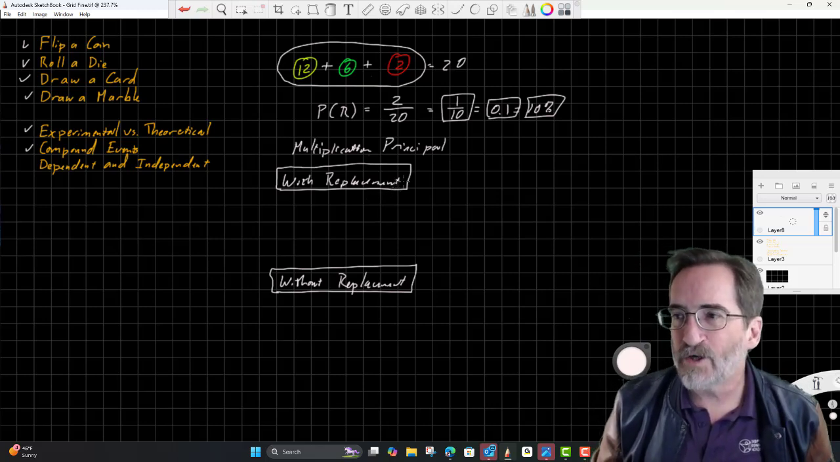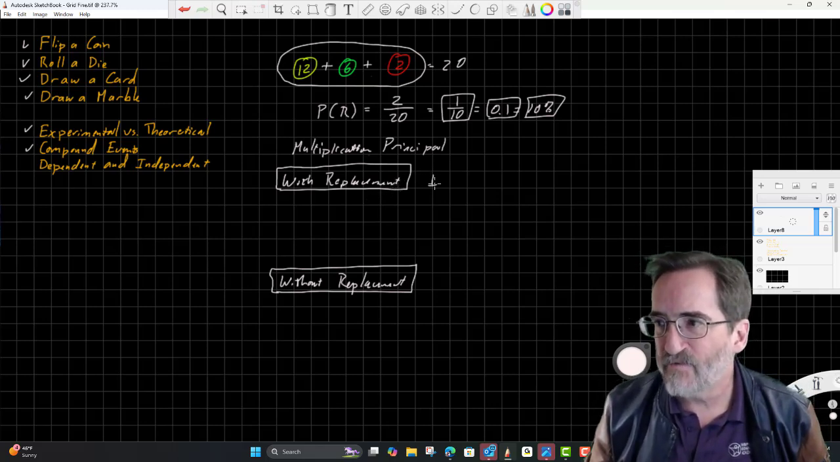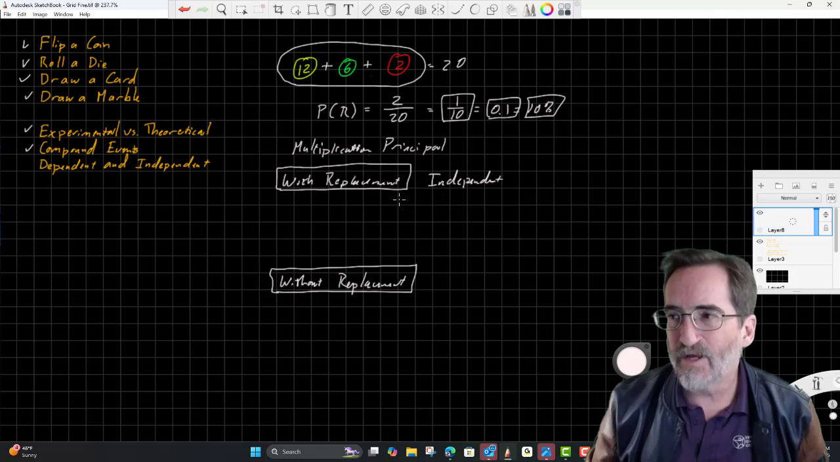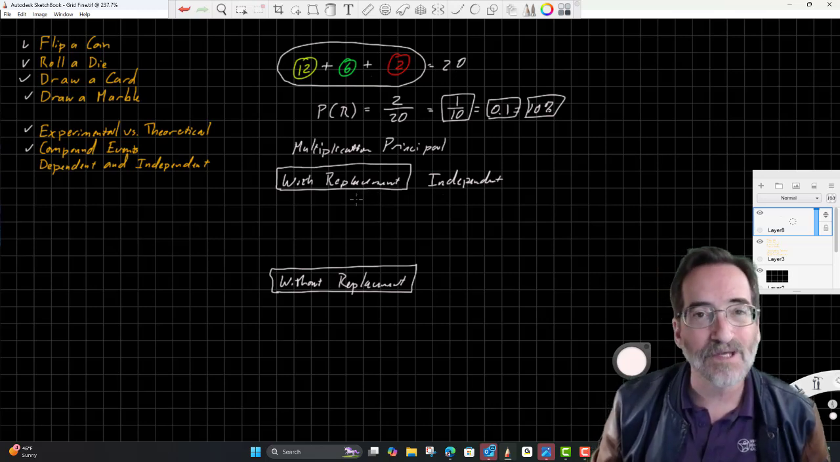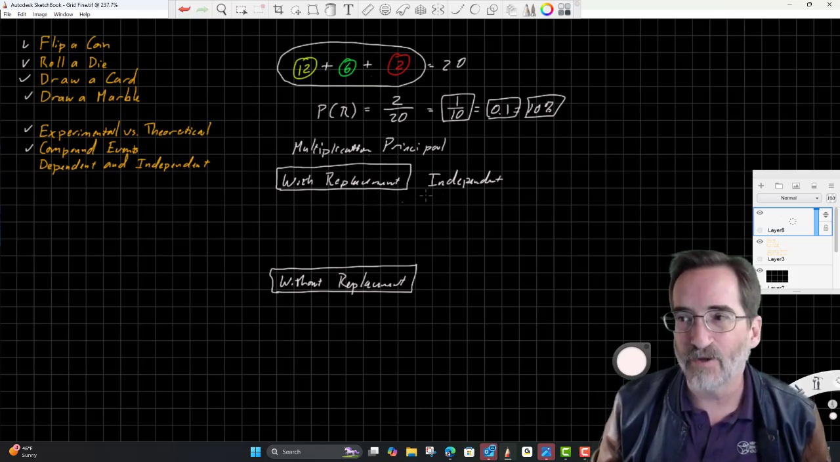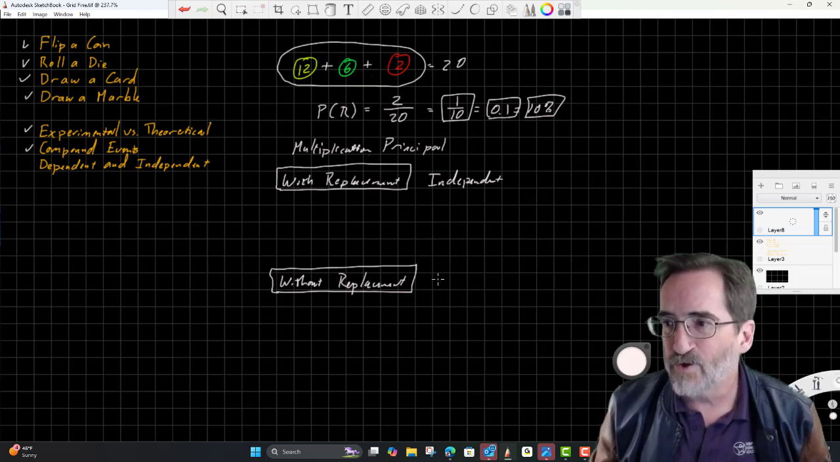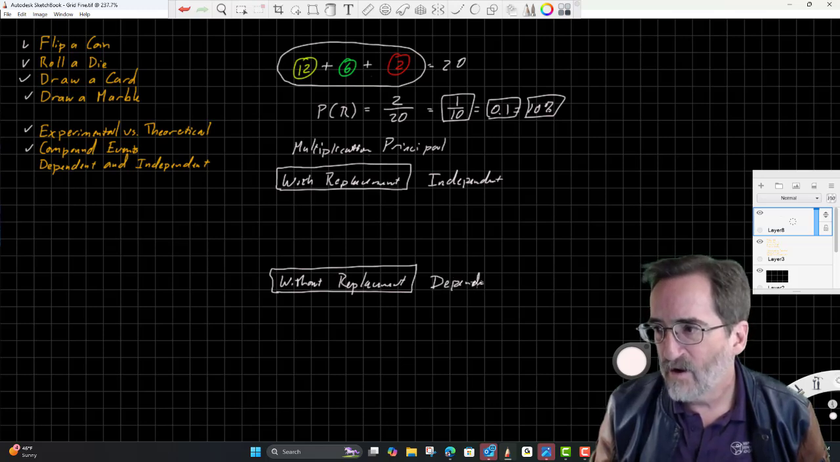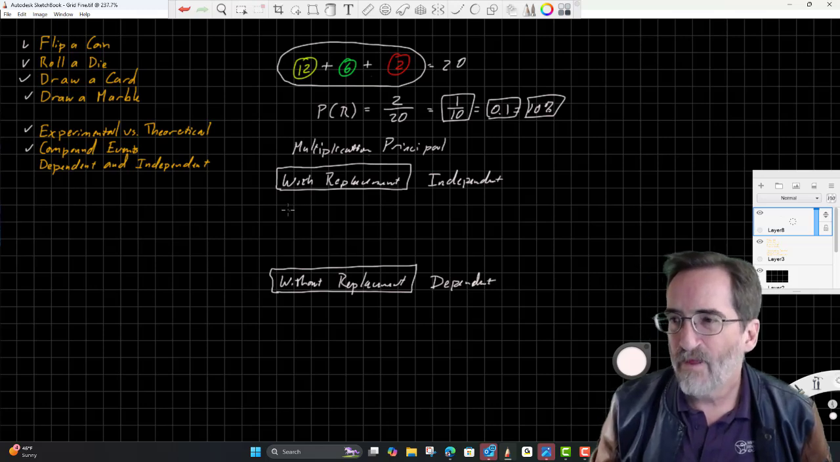When we draw with replacement, we say the events are independent. That is because the outcome of the first draw doesn't affect the outcome of the second draw. The population of the bag has not changed. When we draw without replacement, the probabilities are dependent. Okay? And so here we go.